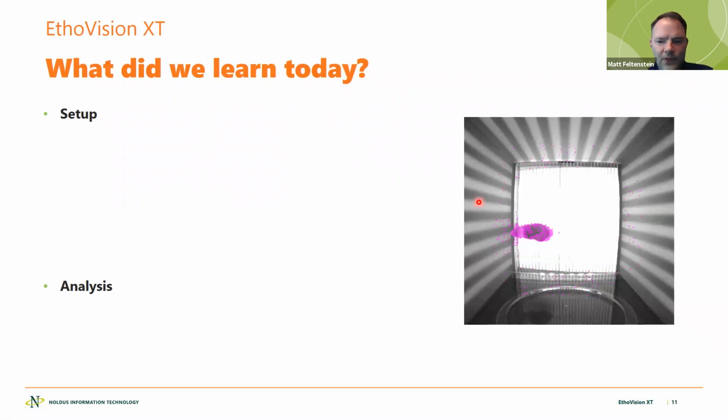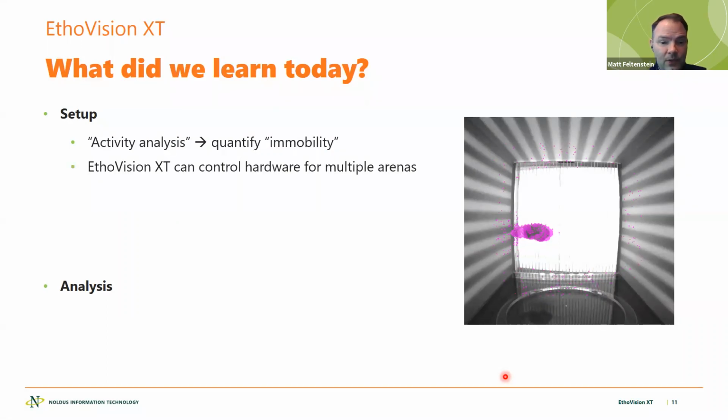So to give an overview, what did we learn today? Particularly with the setup, activity analysis is really important to quantify immobility. Like I said, it's not so important tracking the animal, but activity analysis is very important. So we always want to use it in the setup for certain studies where you need to measure immobility. EthoVision can control hardware from multiple arenas. It can also control the hardware independent from one arena to the other in your trial control settings.